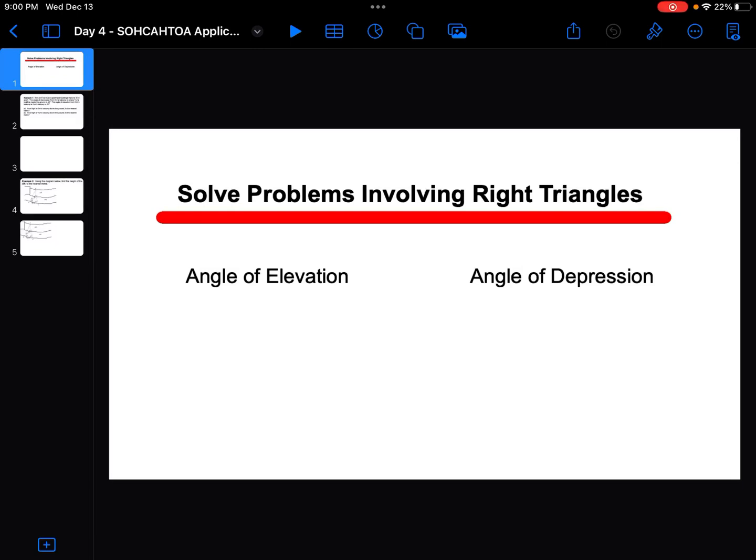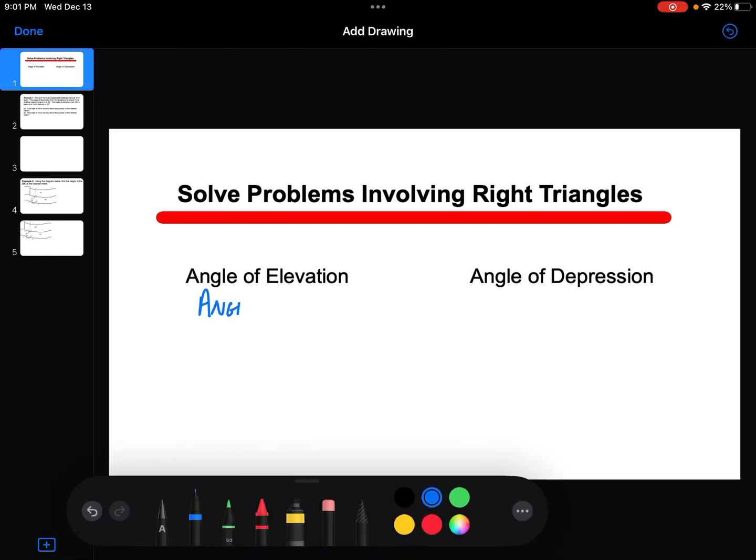When solving any sort of problem with SOHCAHTOA, or when we're going to learn the sine law and cosine law, one of the first things that we need to look at is what is the angle of elevation and what is the angle of depression. When we're doing these problems, we always need to start by drawing a horizontal line. Angle of elevation is the angle up from the horizontal.